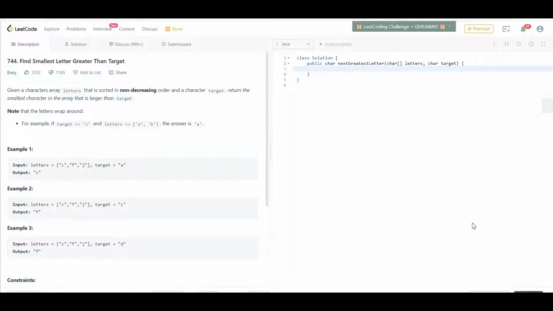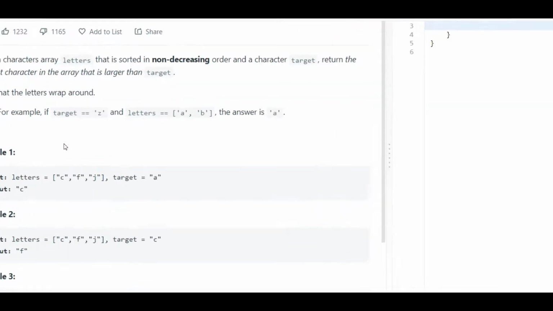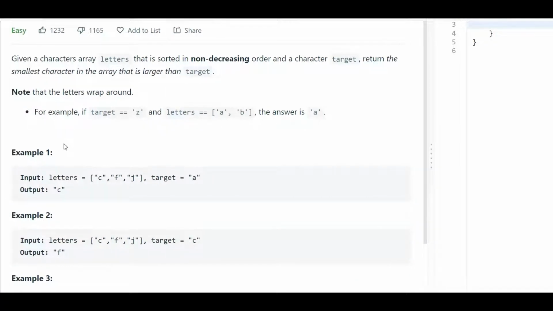So let us understand the question first. The question says that given a character array letters that is sorted in non-decreasing order and a character target, return the smallest character in the array that is larger than target. So we are basically given a character array, letters, that is sorted in ascending order. Non-decreasing order means it is sorted in ascending order, and we are given a target character. Return the smallest character in the array that is larger than target.